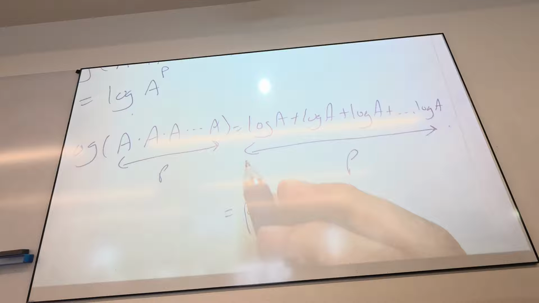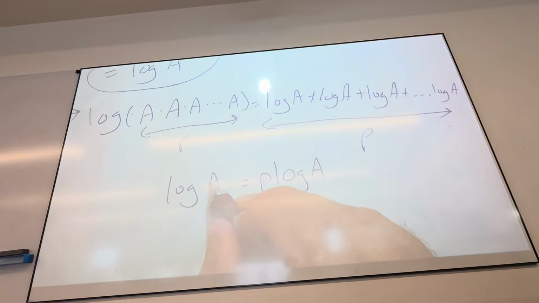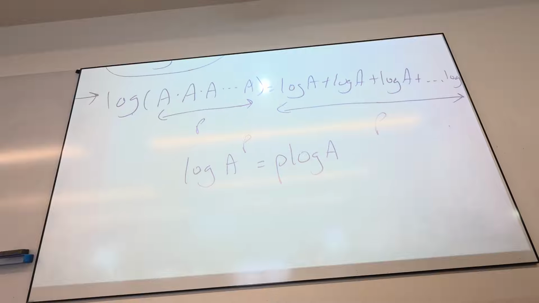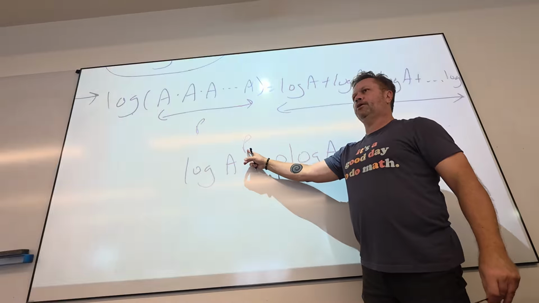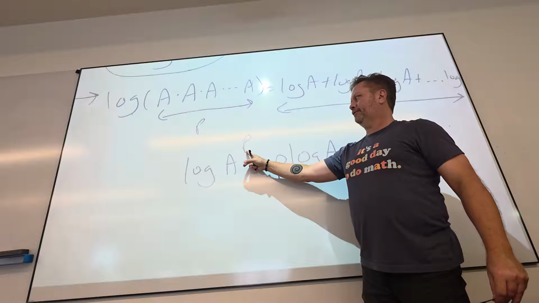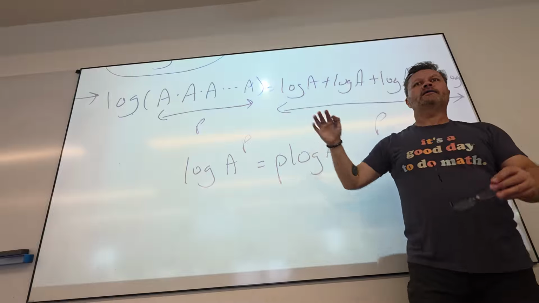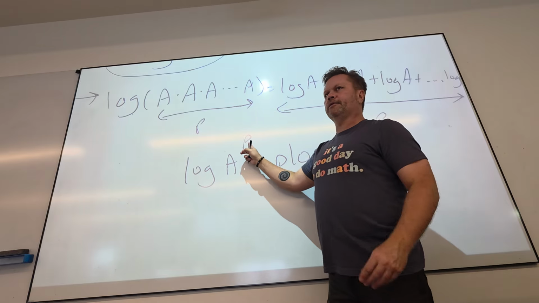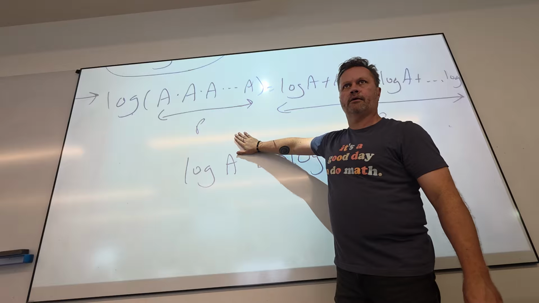So look at what happened. We started with this thing, yes? What effectively happened? Where did the power go? It effectively came out front. Now, why does this make sense? Does everybody agree P is a power? Yes. Does everybody agree log a is a power?